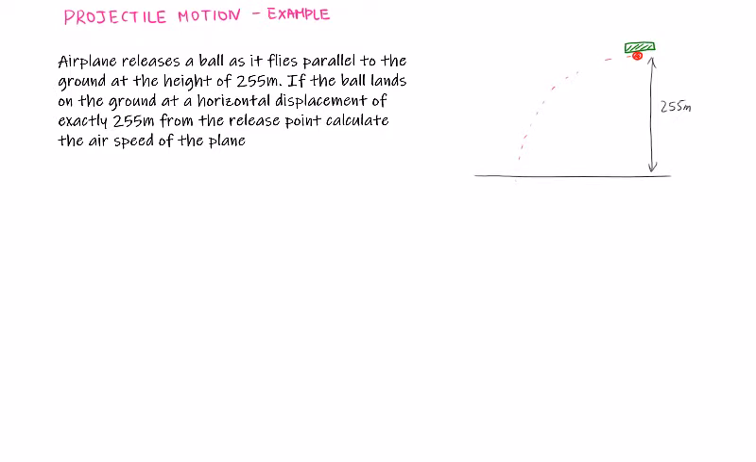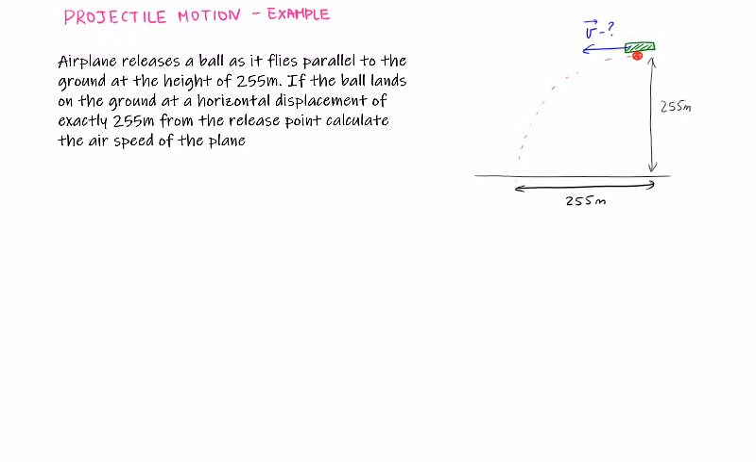So let's call from here to here 255 meters, while the airplane is moving horizontal to the ground. We want to find out what is the speed of the airplane.